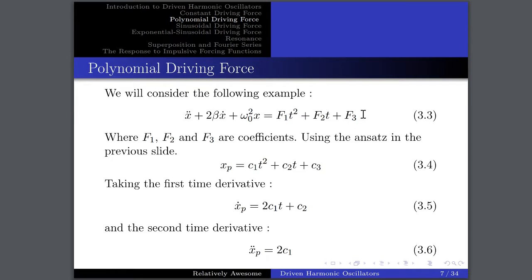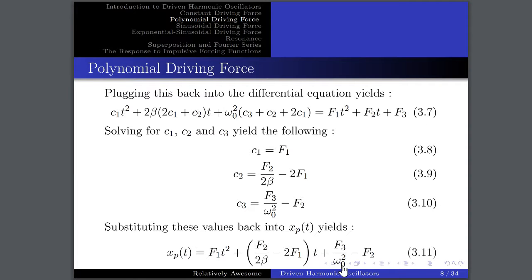If we let the right-hand side be some quadratic term of time, where f1, f2, f3 are coefficients, then the ansatz is the following, where c1, c2, and c3 are different coefficients. Taking the first time derivative, we obtain a linear equation in time, and taking the second time derivative, we obtain a constant. Plugging this back into the differential equation, we yield the following, and using algebra, we can solve for c1, c2, and c3. Substituting these back into x sub p, we yield the following, and thus we have solved the equation for the polynomial driving force.